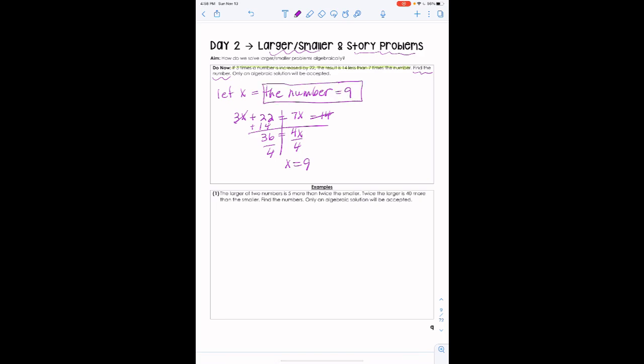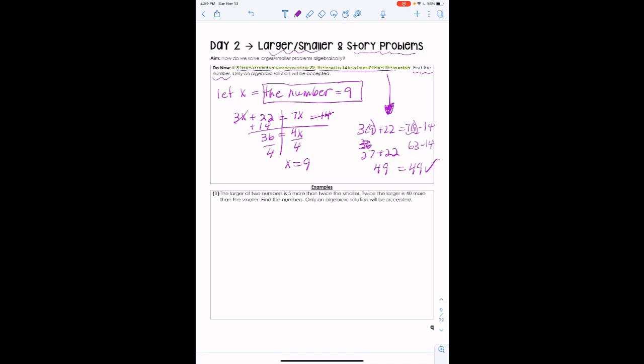And I am going to try to promote with you guys that you take your checks back to the words. That's where I'm going to reread. So if I have 3 times the number, I'm going to do 3 times 9 is increased by 22. The result is 14 less than 7 times my number. And then I'm going to just do my check from there. This is going to be 27 plus 22 is 49, is equal to 63 minus 14, which is also 49.